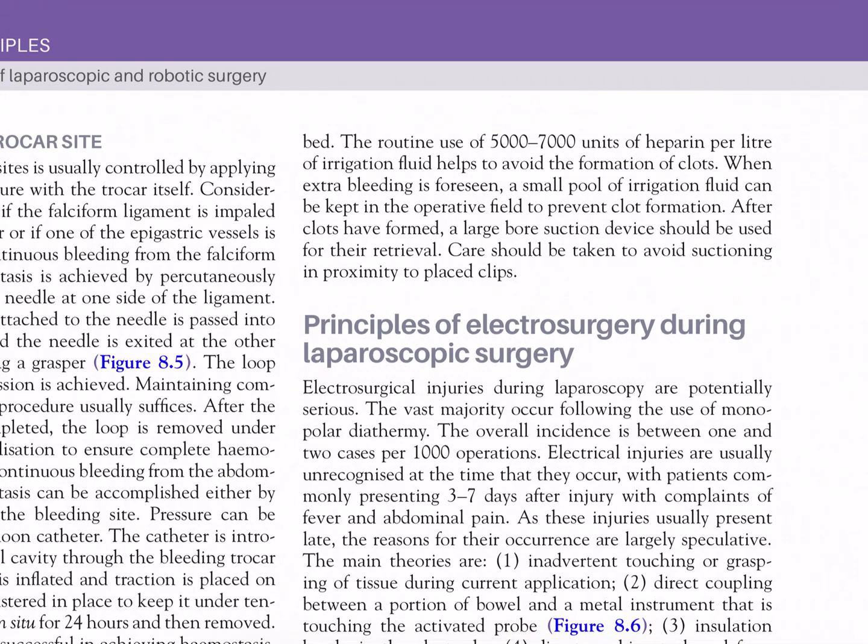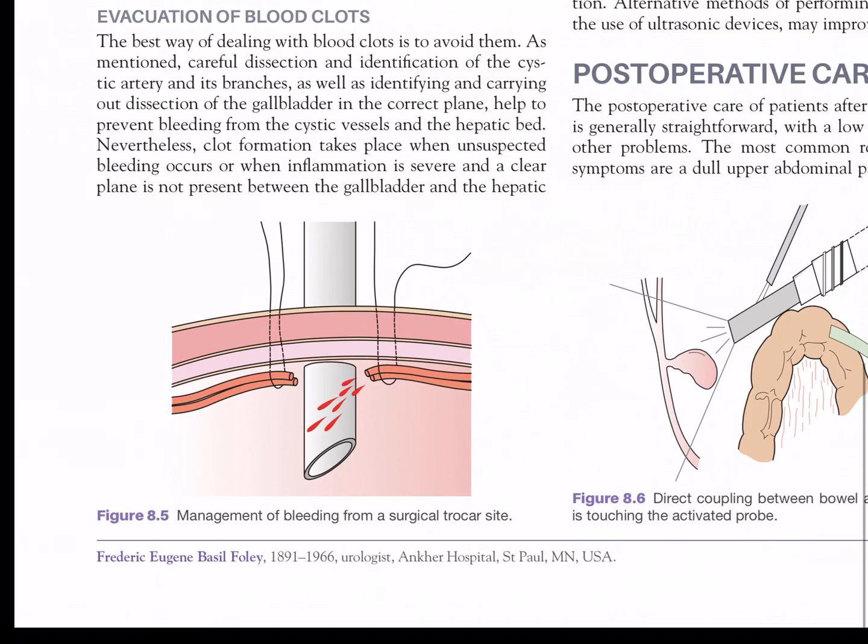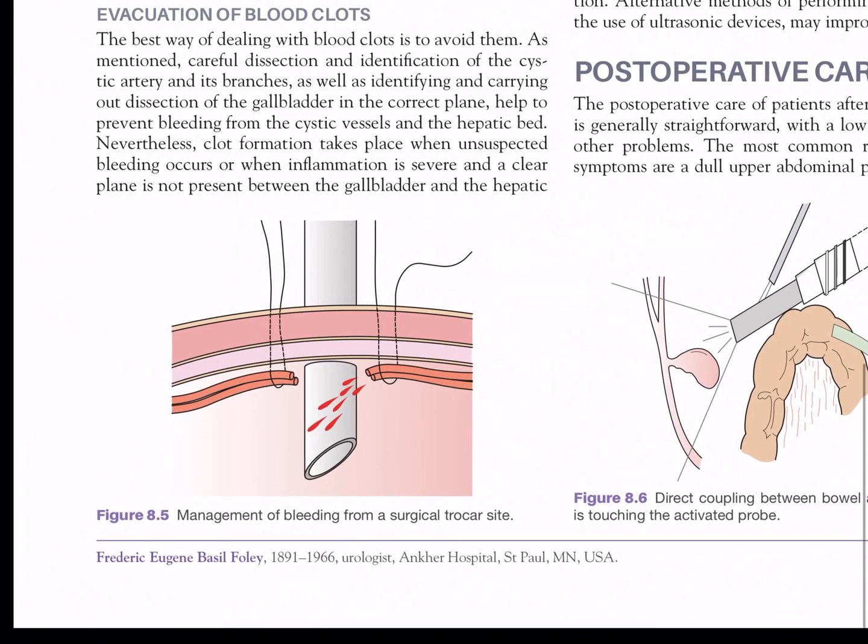The routine use of 5,000 to 7,000 units of heparin per liter of irrigation fluid helps to avoid the formation of clots. When extra bleeding is foreseen, a small pool of irrigation fluid can be kept in the operative field to prevent clot formation. After clots are formed, a large bore suction device should be used for their retrieval. Care should be taken to avoid suctioning in proximity to placed clips. Here there is management of bleeding done from a surgical trocar using the suture.